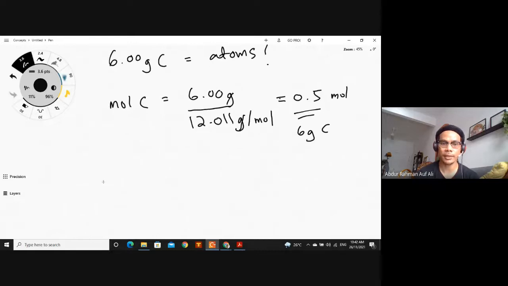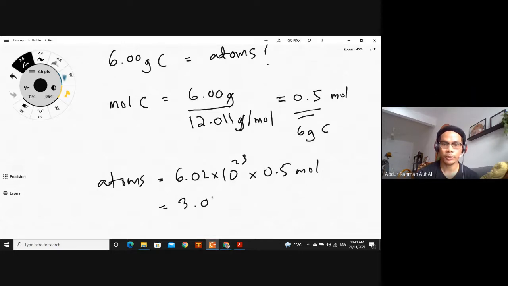So to find the number of atoms, we take the Avogadro constant, 6.02 times 10 to the power of 23, times 0.5 mole. Basically divide by 2, so 6.02 divided by 2. That's why the answer is 3.01 times 10 to the power of 23 atoms. This is the amount of atoms. This is the working. Remember the step by step.